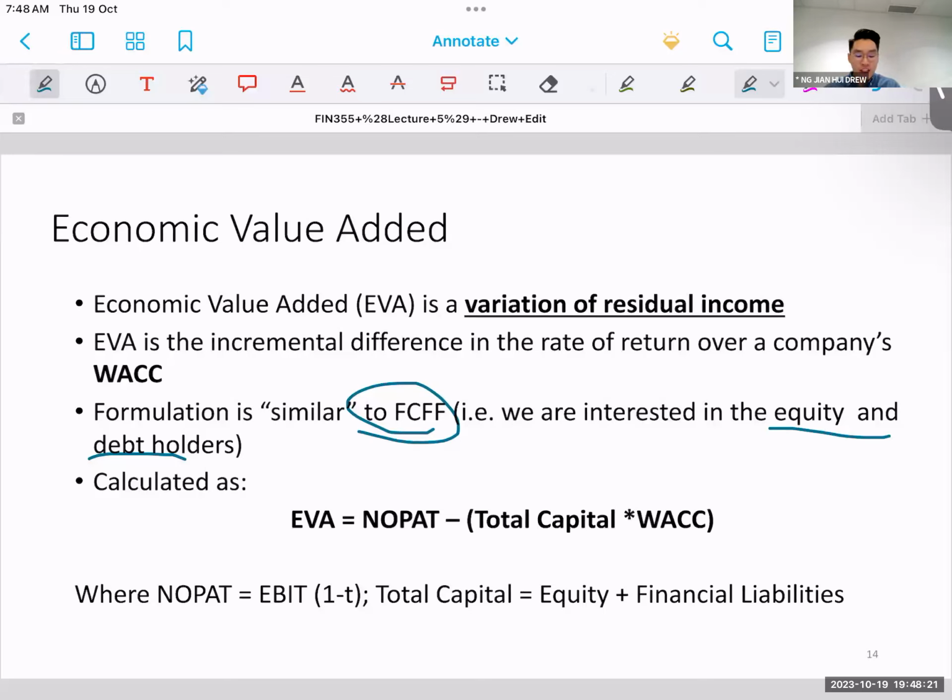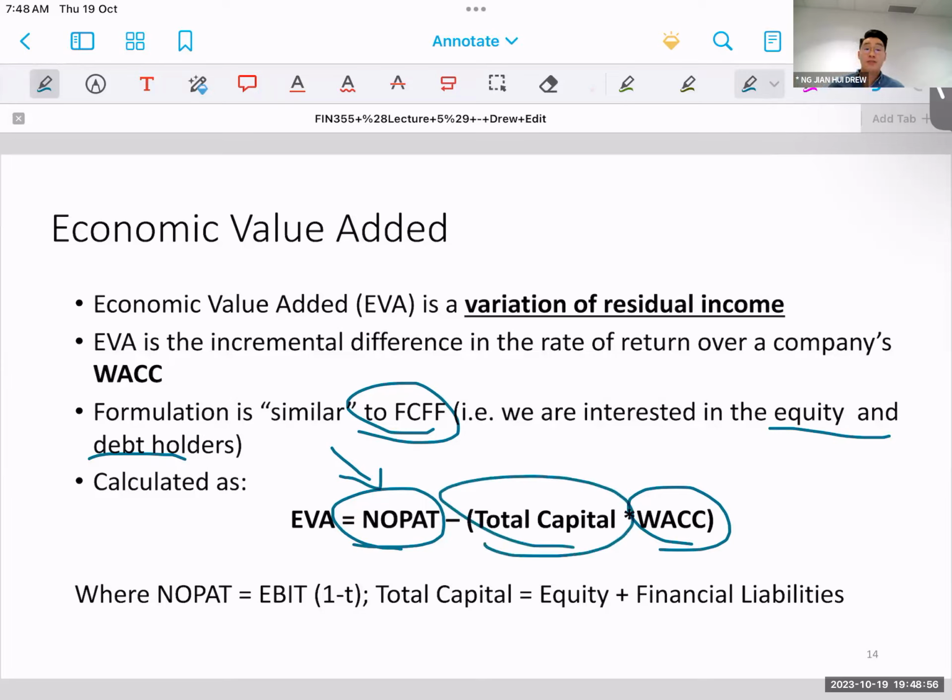And if you notice, the formulation is kind of similar. Instead of NI, net income, we use net operating profit after tax, NOPAT. We'll look at how we derive this in a bit, so don't worry. We'll look at the difference between NI and NOPAT. And now instead of using cost of equity, we use WACC, as expected, and instead of just the book value of equity, we use total capital, because we are now considering both the equity and debt holders here.